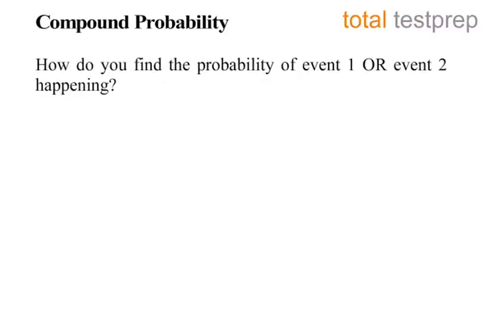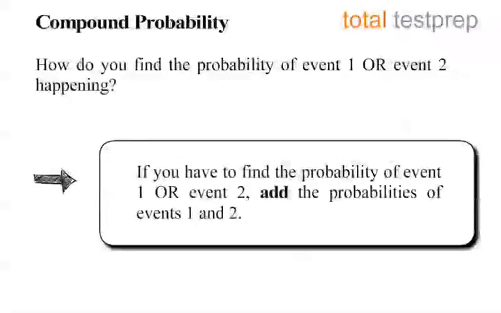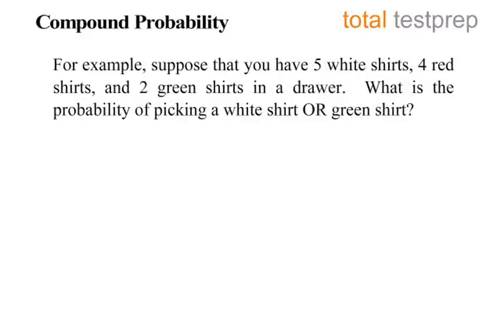How do you find the probability of event 1 or event 2 happening? If you have to find the probability of event 1 or event 2, add the probabilities of events 1 and 2. For example, suppose that you have 5 white shirts, 4 red shirts, and 2 green shirts in a drawer. What is the probability of picking a white shirt or a green shirt?